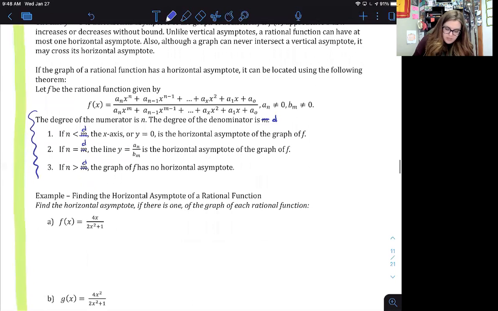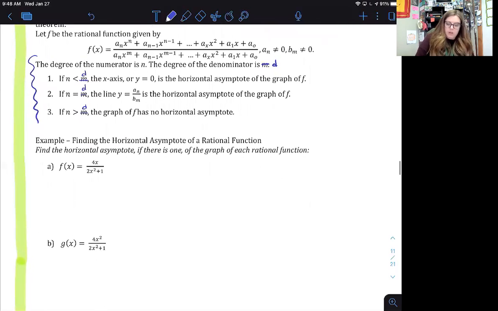Looking at these three examples, we're first going to look at the degree of our numerator and the degree of our denominator. The degree of n, our numerator, looking at our exponents, would be 1. And the degree of our denominator, d, would be 2. Since 1 is less than 2, our horizontal asymptote, which I'm going to abbreviate HA, is simply y equals 0. That's what the rule says, so we're done.